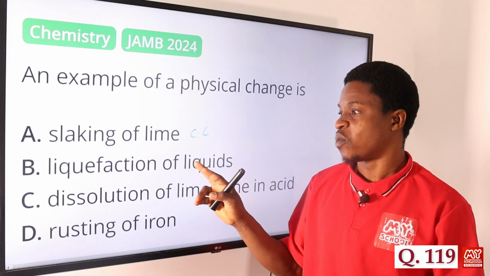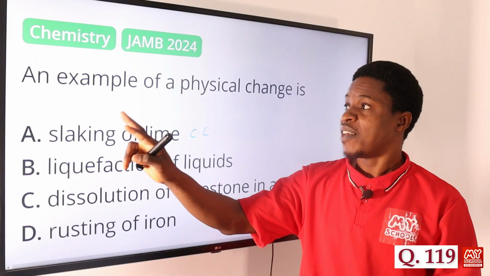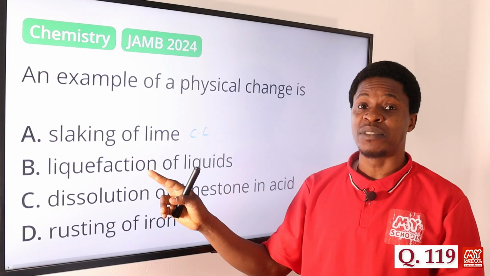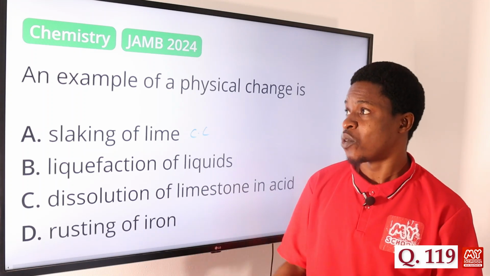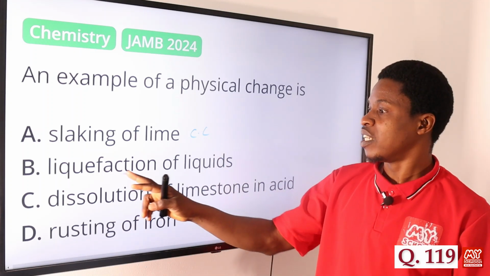So liquefaction of gases is actually an example of physical change. The same thing, if you decrease the temperature of it, what happens? The same thing happens. So an example of physical change is liquefaction of gas.